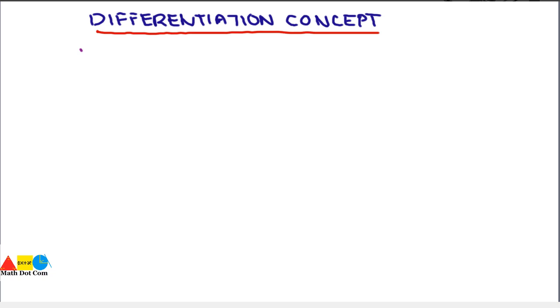Keep one thing in mind, that differentiation is basically all about slope. It's all about slope. Now what is slope? Let's discuss the concept of slope in a way that you will easily understand the concept of differentiation from this. So first of all, we will start with the slope.